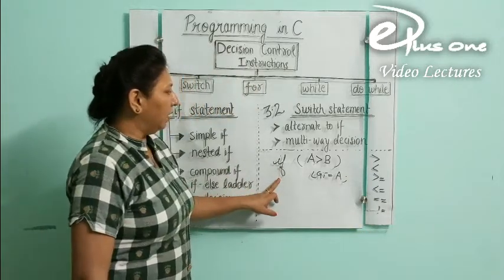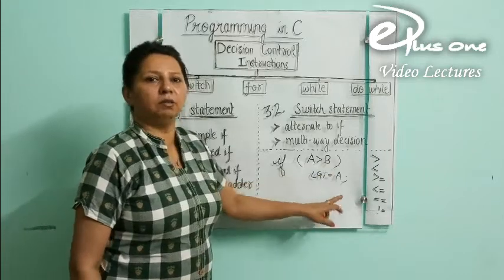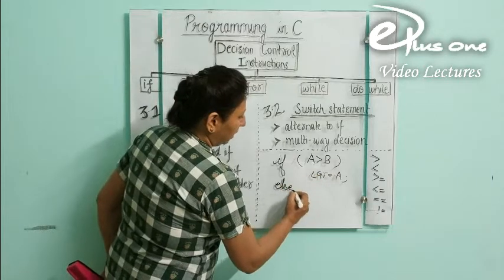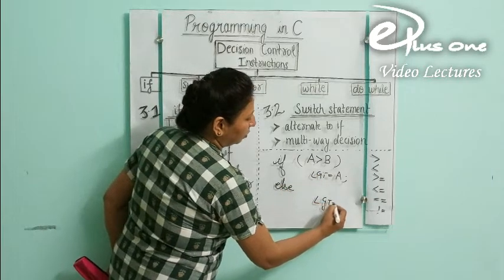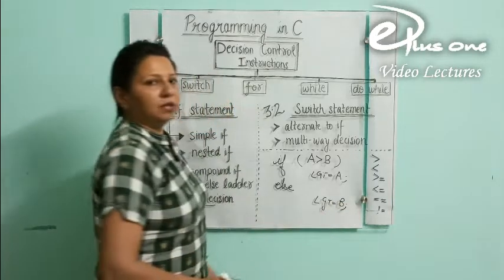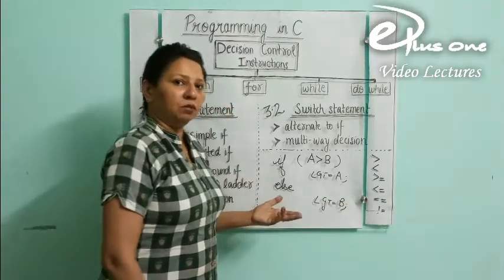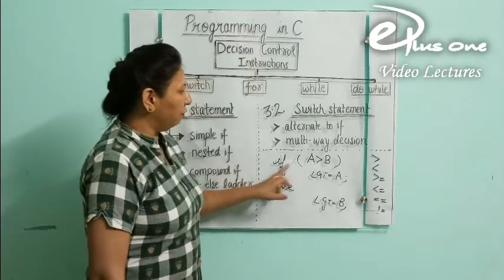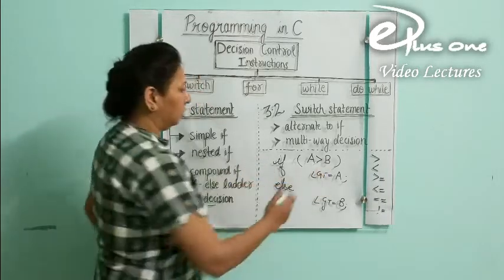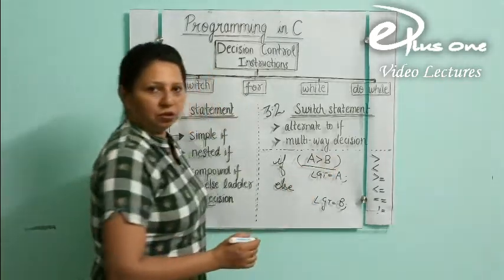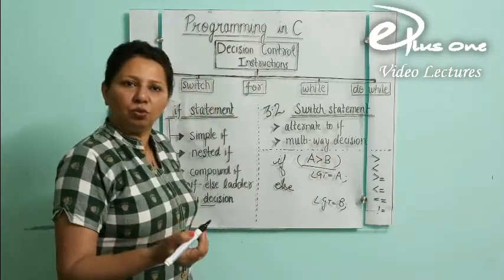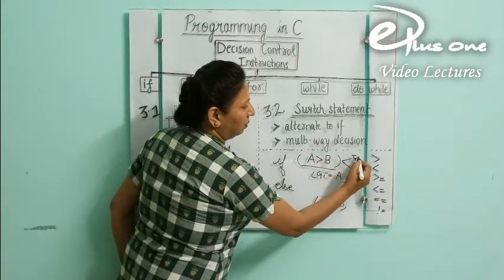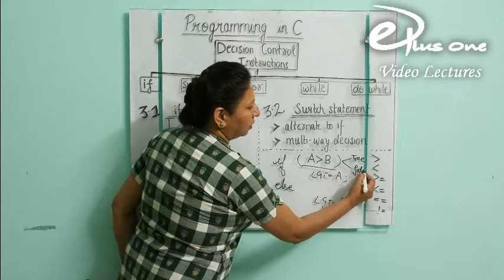Now here, when I say if A greater than B, LGT is equal to A, there can be another part to this, that is the else part. Here I say else LGT is equal to B. I am already assuming that A and B are not equal, so one of them is greater and one of them is smaller. So when I say if A greater than B, this condition is now a binary decision. Binary means two. So this decision has either two results. Either it will be true or it will be false.